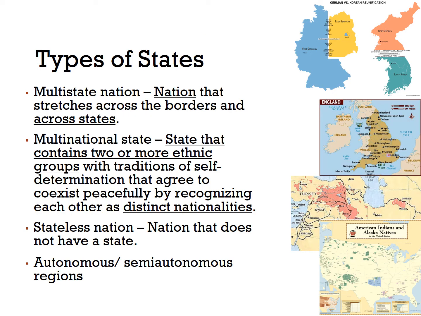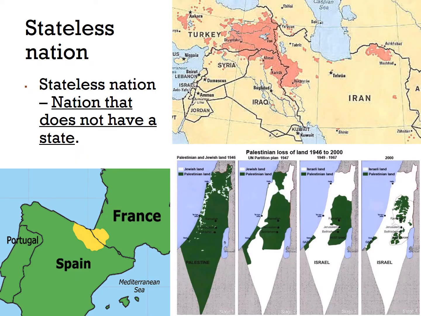A stateless nation is a nation that does not have a state. So a stateless nation is a group of people united by culture, language, history, and tradition that do not have their own political territory. And there are far more nations than states, so many nations don't have a state of their own.